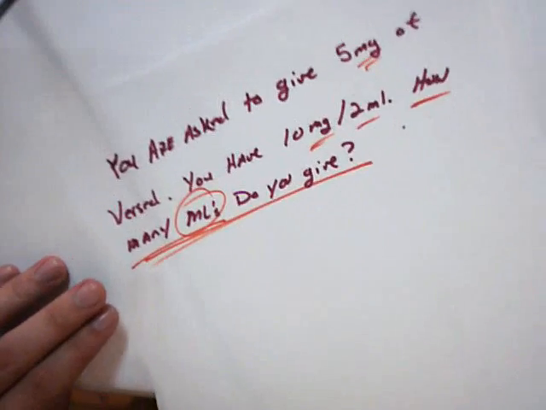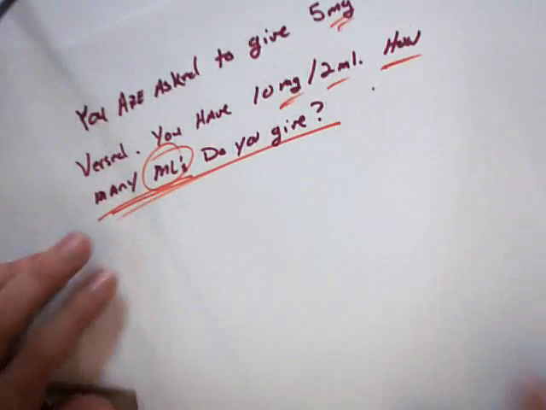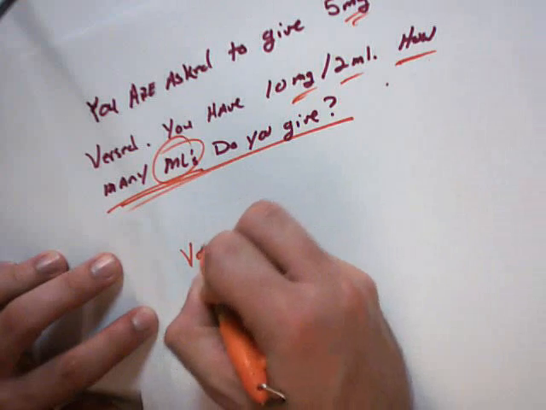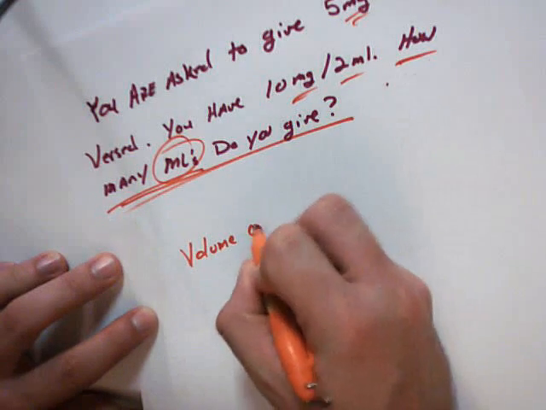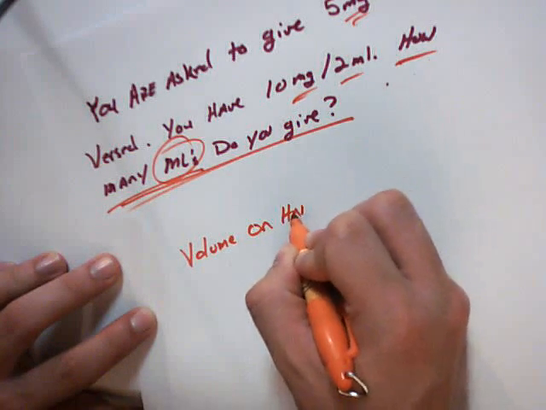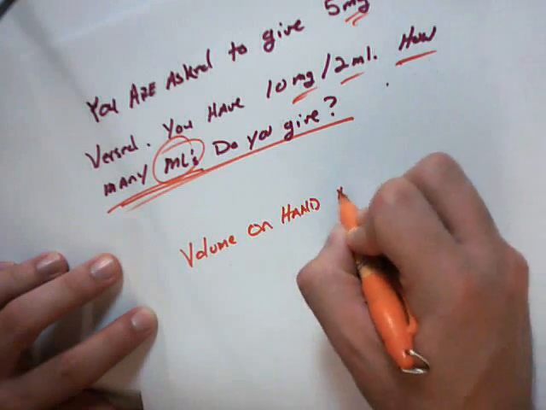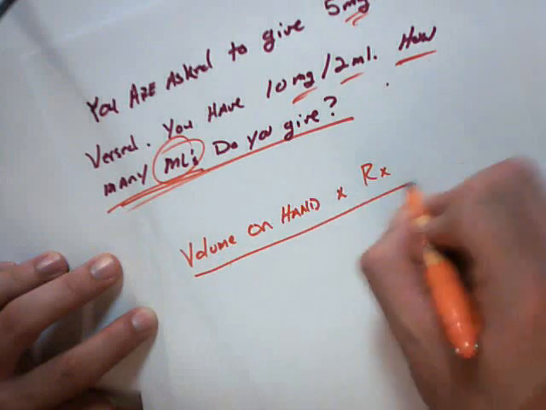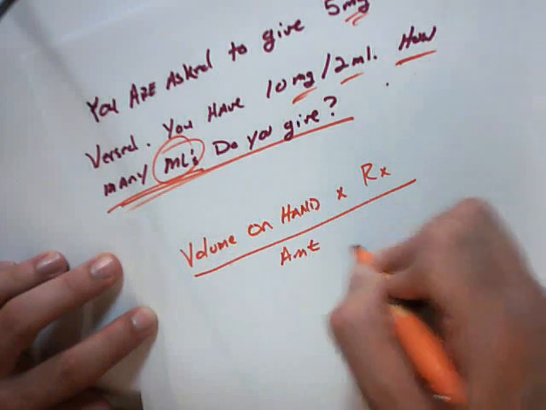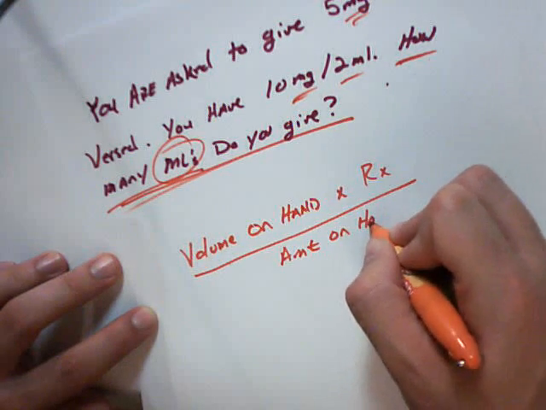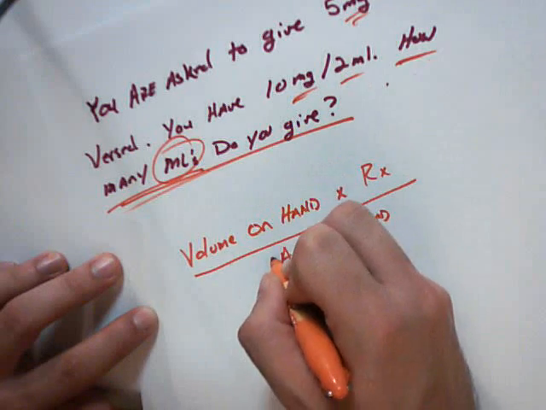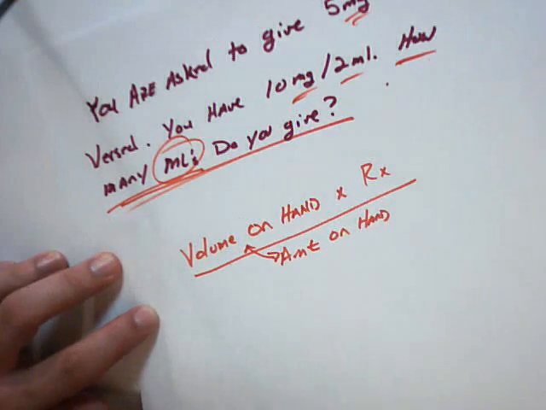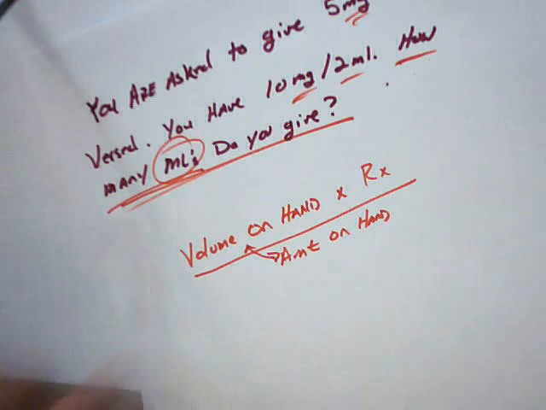Alright, let's talk about this formula. They call it the simple formula because there's not a lot to it. It's simply the volume on hand times the dose you ordered over the amount on hand. And again, these two work with each other. So let's plug some numbers into our formula and see how that works.